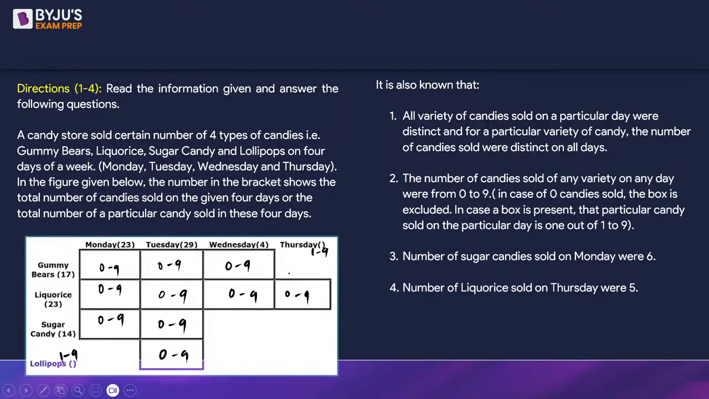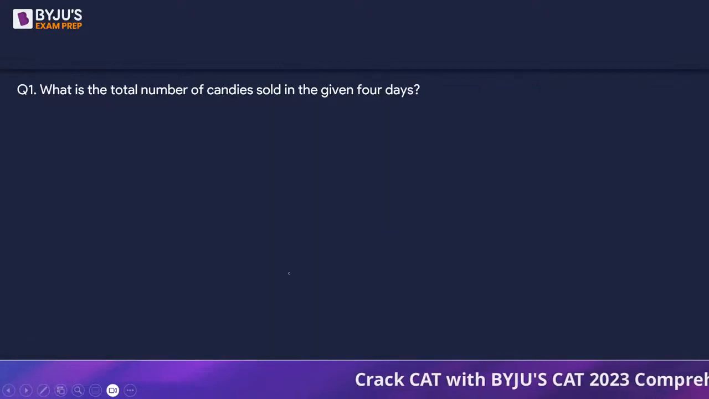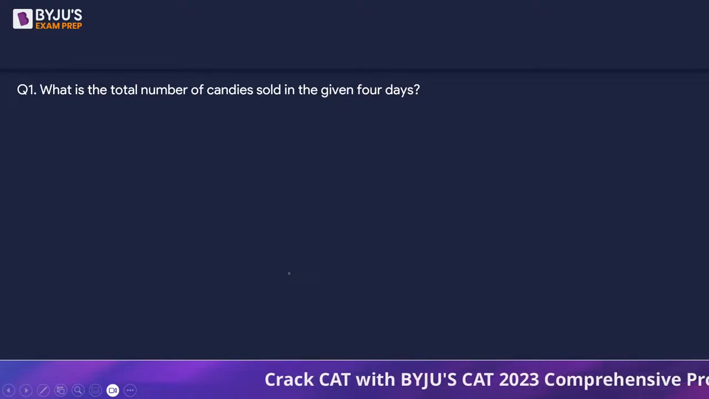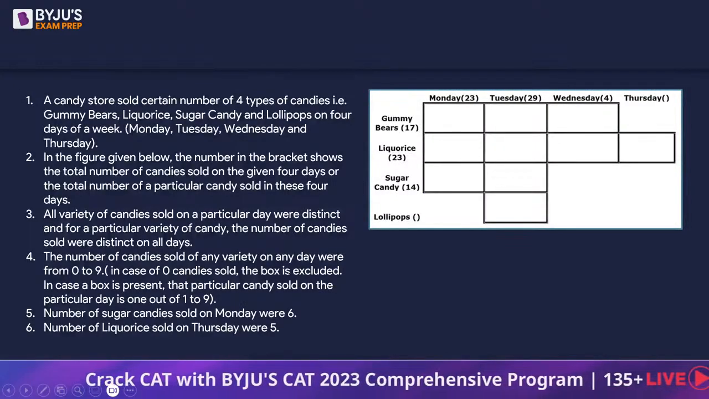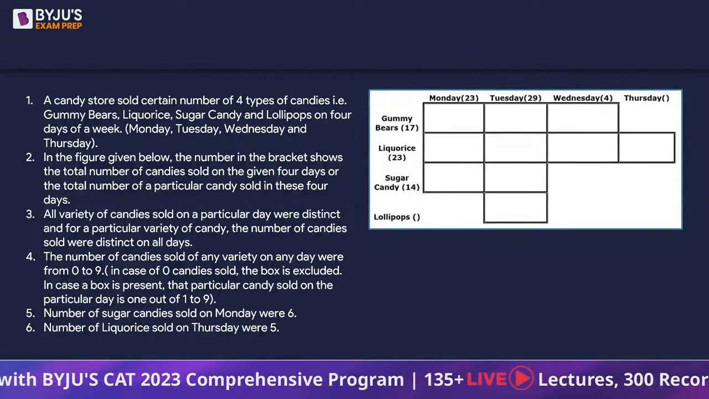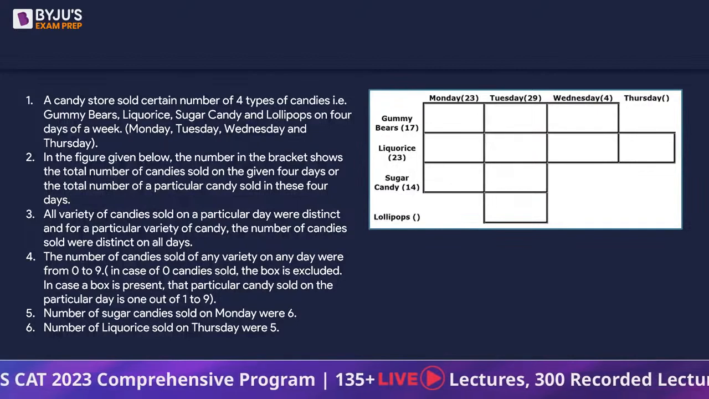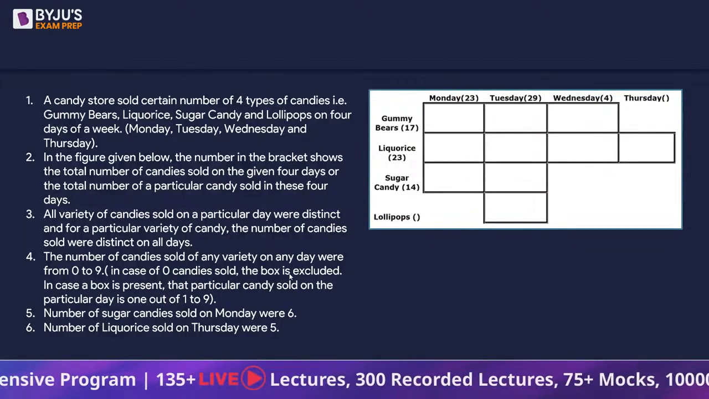On Tuesday lollipops and on Thursday licorice. The number of candies sold on Monday were 6, number of licorice sold on Thursday were 5. Having known this, we need to look at the questions. What was the total number of candies sold in the given 4 days, and so on and so forth. So looking at this, can we say we need to complete the table here? Okay, Rishabh and Vedant. So let's try to solve this.